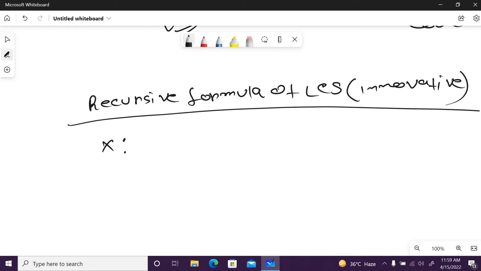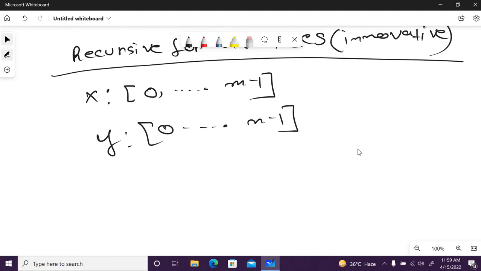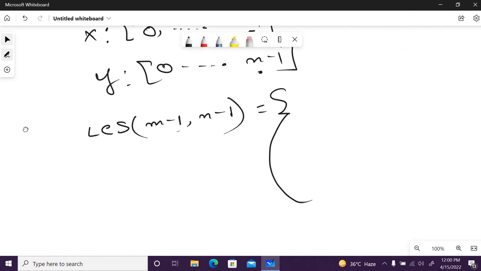Suppose we have an array or a string of length 0 to m minus 1, and we have a second array that is 0 to n minus 1. These two strings we have. Then what will be our longest common subsequence for the lengths m minus 1 and n minus 1? Because it is up to m minus 1, it is up to n minus 1. So I am writing like this. The result of the recursive algorithm, of any kind, we write like this.